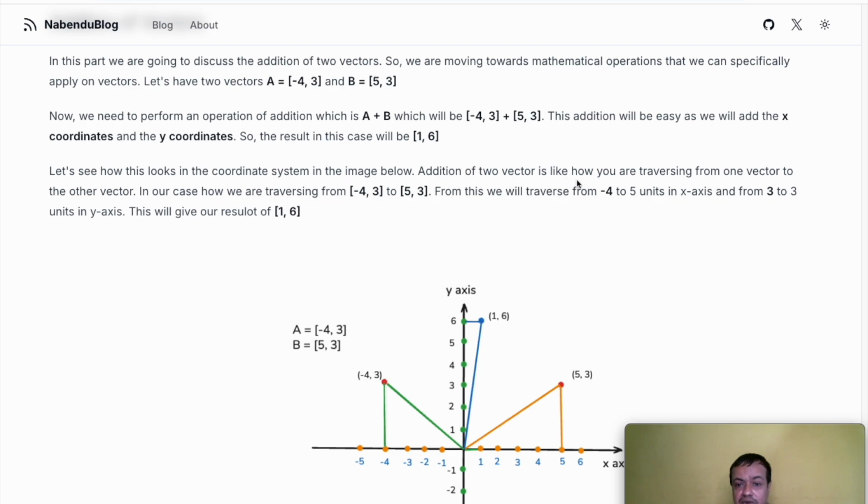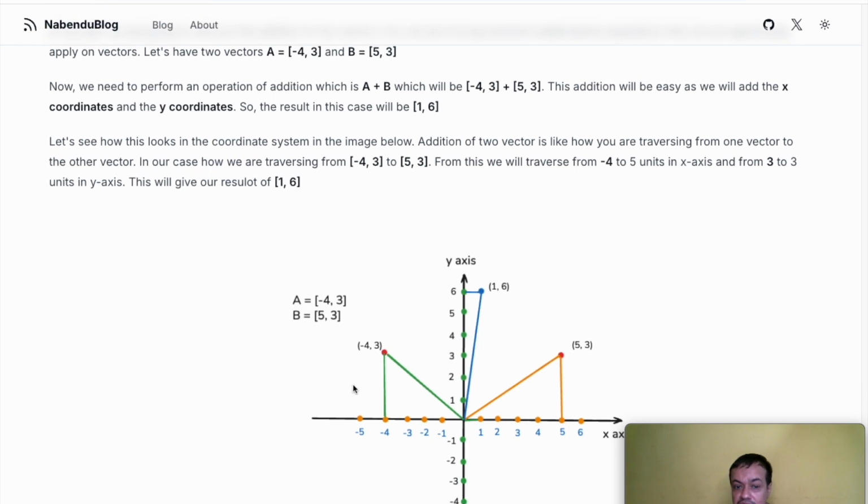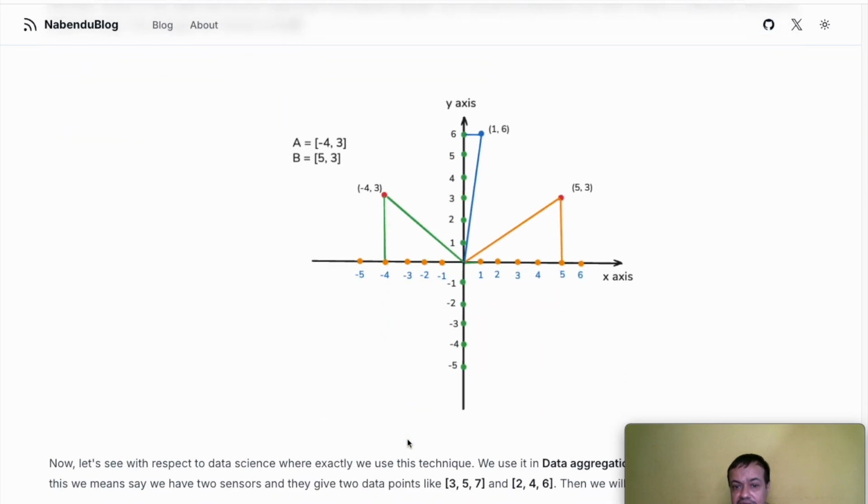So addition of 2 vectors is like traversing from one vector to the other vector. In our case, how do we traverse from -4, 3 to 5, 3? For this, we will traverse from -4 to 5 units in the x-axis, and from 3 to 3 units in the y-axis. This will give us a result of 1, 6. So we are traversing like this, in this direction, the whole thing.